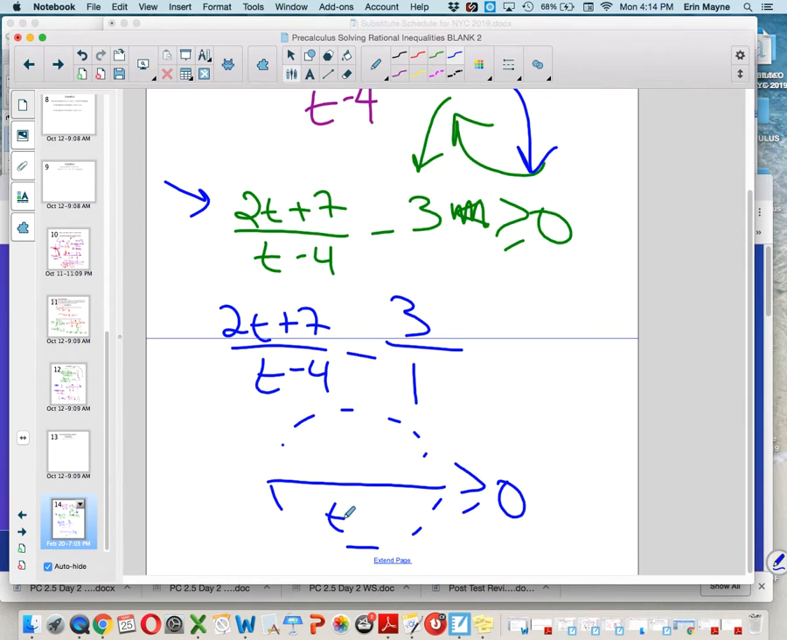My common denominator of t minus 4 would tell me that I could keep that 2t plus 7 on top, but I must proportionalize that 3 with a t minus 4.